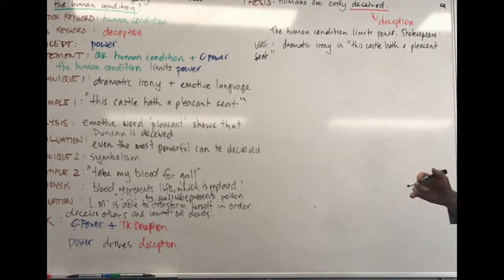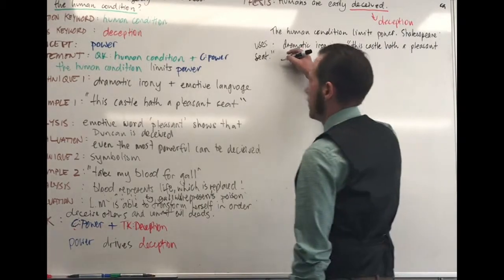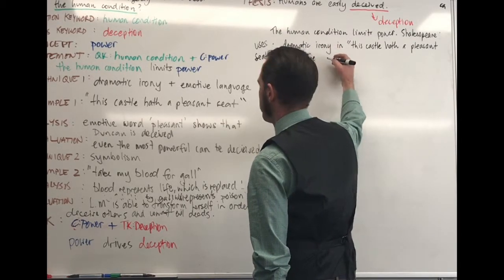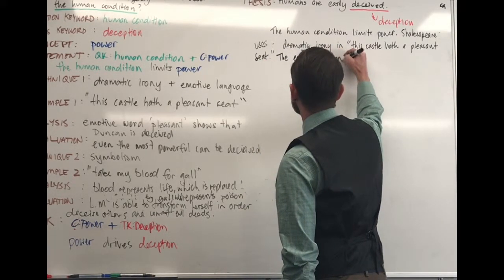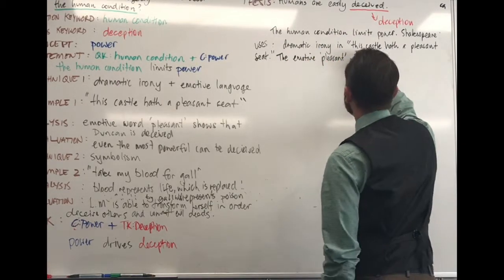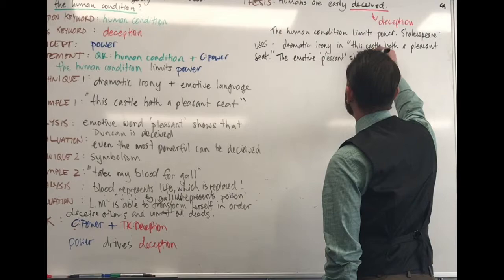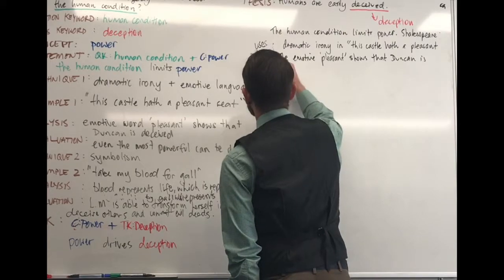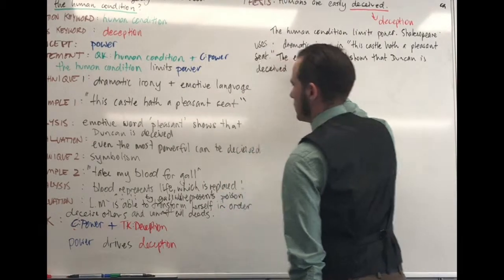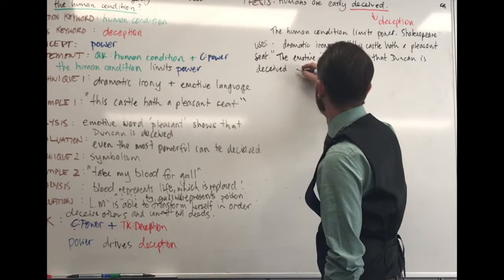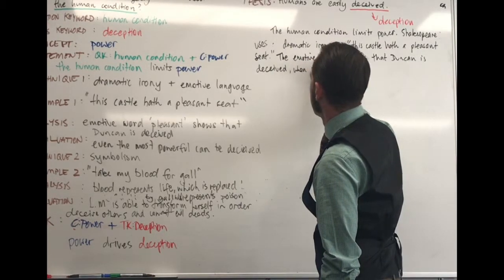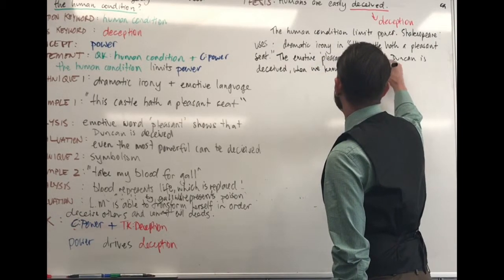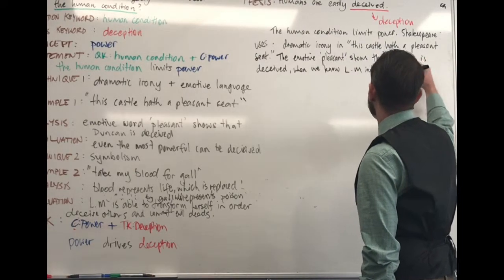Alright. Then my next bit there is the analysis. The emotive "pleasant" shows that Duncan is deceived when we know Lady Macbeth intends on killing him.